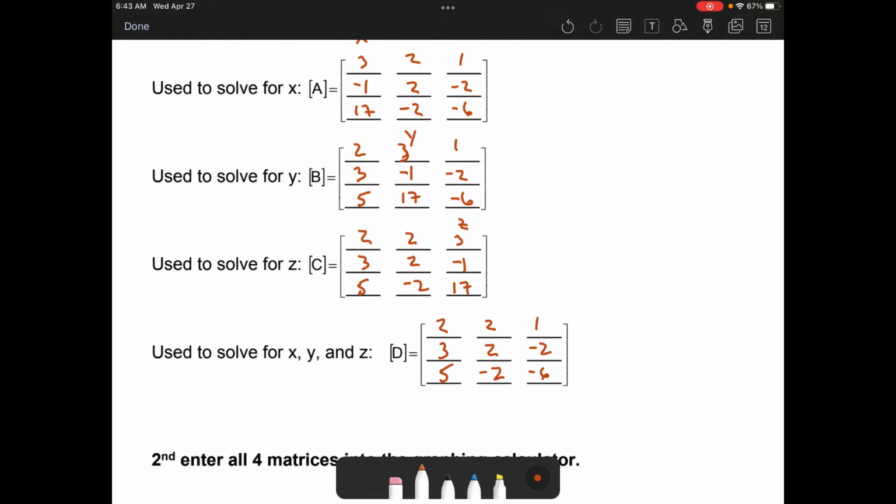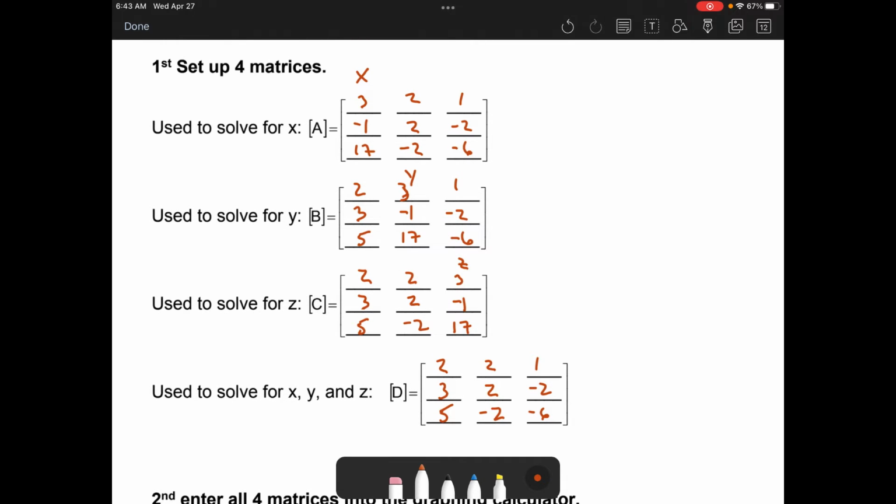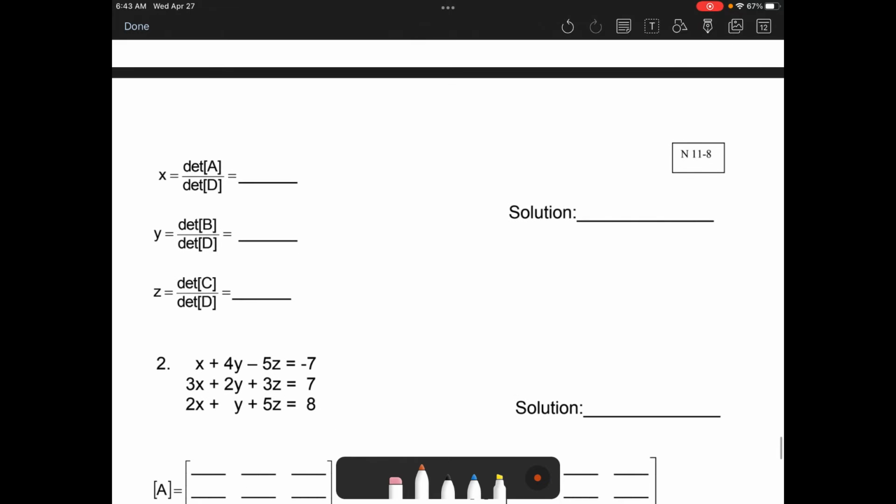The next step would be to put all of these matrices into our calculator. They're all 3 by 3s. Name them A, B, C, and D. Right now it'd be a good idea for you to pause the video and put those into your calculator so that the next steps will go fairly quickly. I'm going to show you on the paper, and then I will go back and show you on the calculator. So pause now and put these matrices into your calculator.